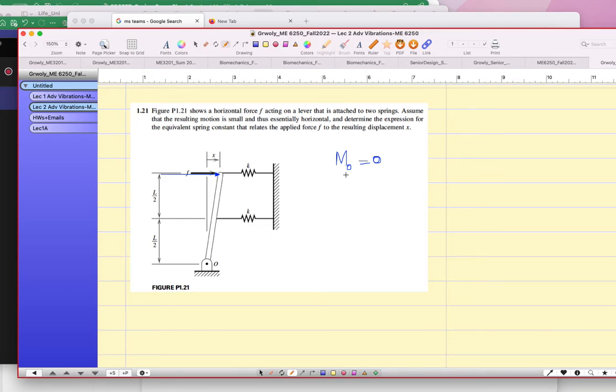So what you can do is take the moment of this force. Remember, moment is force times the moment arm. The moment of this force is in the clockwise direction. So if I draw the free body diagram, this is my lever and this is my point O, and this is the force F, and this is my distance.